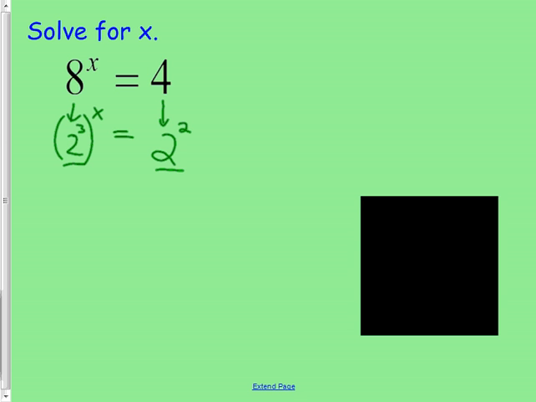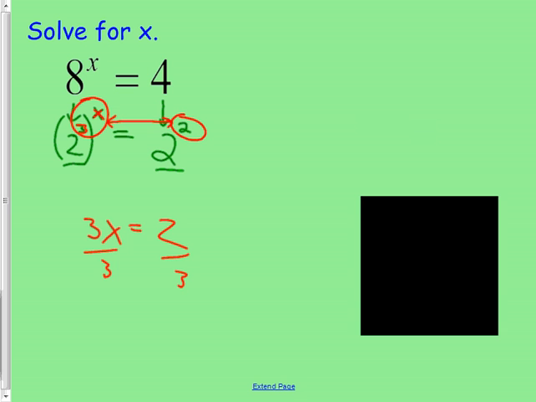Okay. Now that the bases are the same, you're not done, but you've got an easy problem left. This has to equal this. Remember how I said if the bases are the same, the exponents would have to be equal to each other? That has to equal that. And what do you do when you have a power to a power? Do you add them or multiply them? Multiply them. So that's 3x equals 2. And from there, you just have to divide both sides by 3.